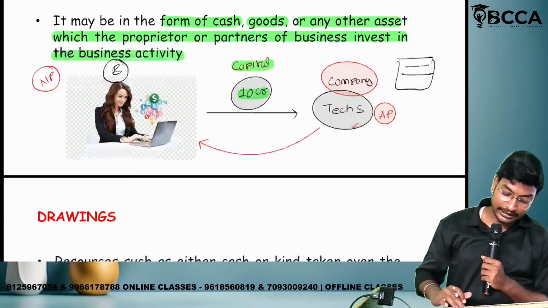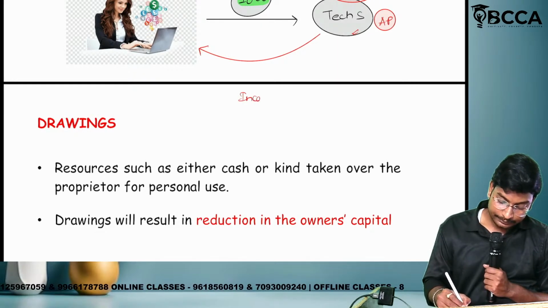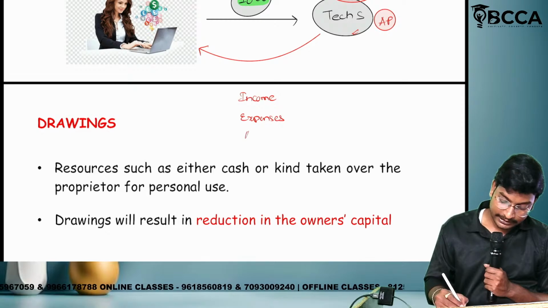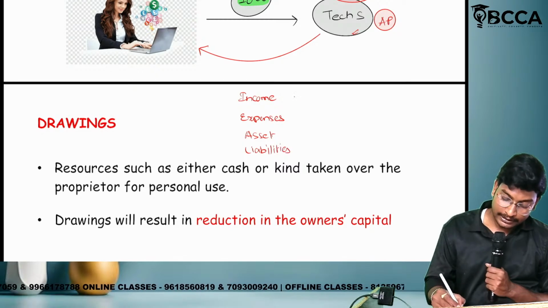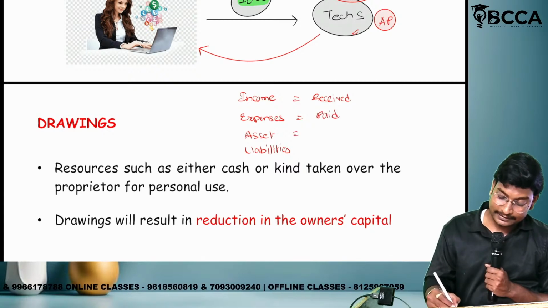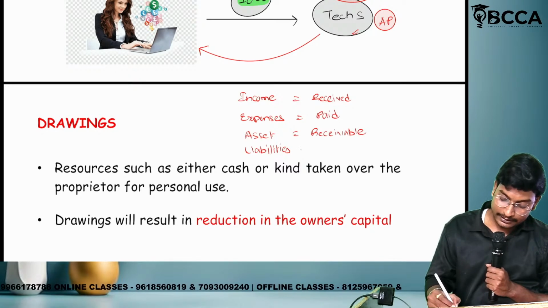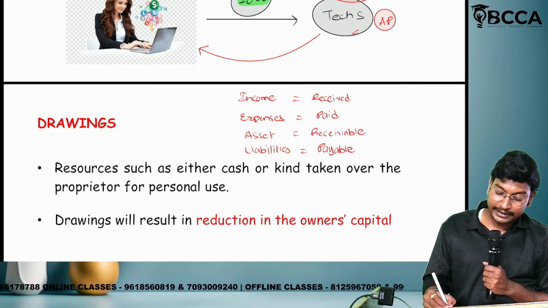Now, what are the 4 terminologies? Income, expenses, assets and liabilities. Income means received. Expenses means paid. Asset means receivable. Liability means payable. These are the main differences.